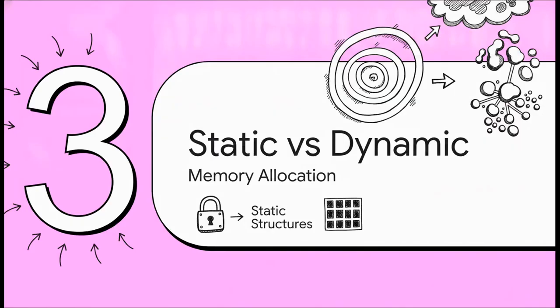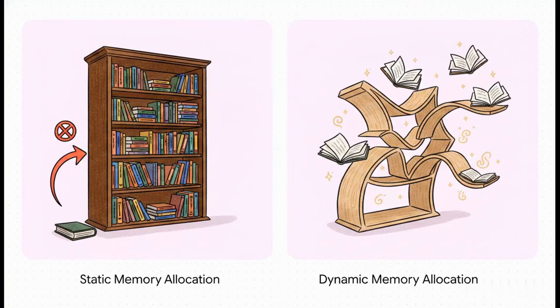All right, Section 3, static versus dynamic. We're talking memory allocation now. So, what happens when you don't actually know how much data you'll be storing? Like, what if your new app suddenly goes viral overnight?